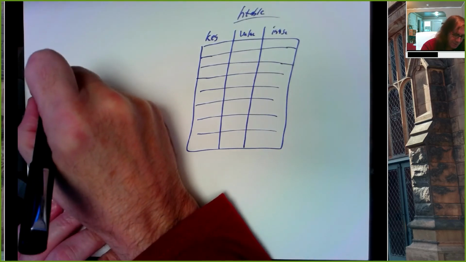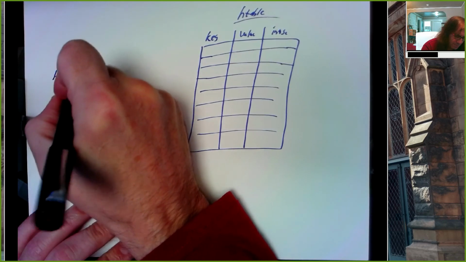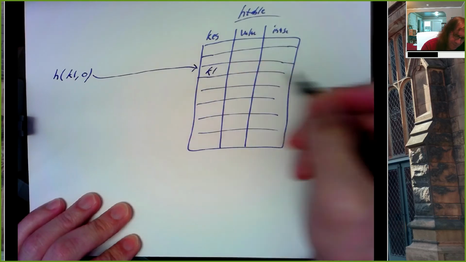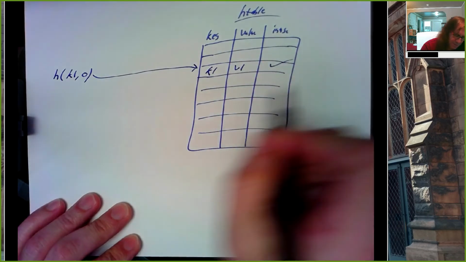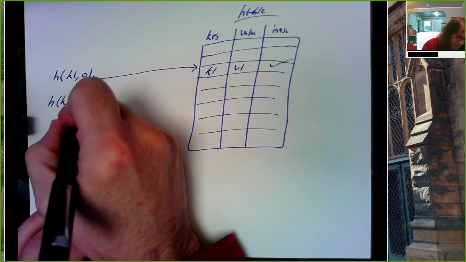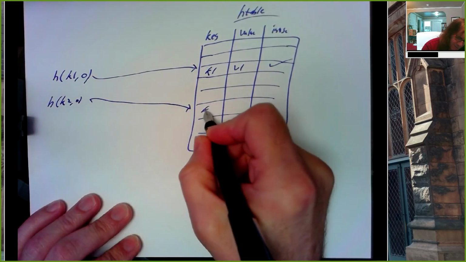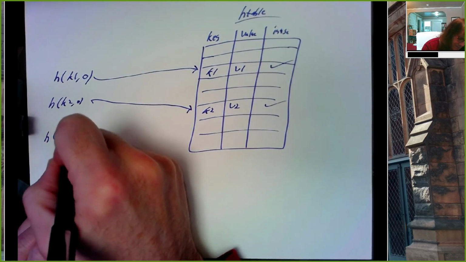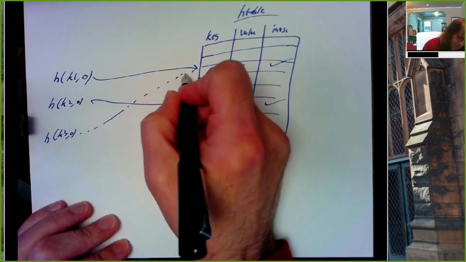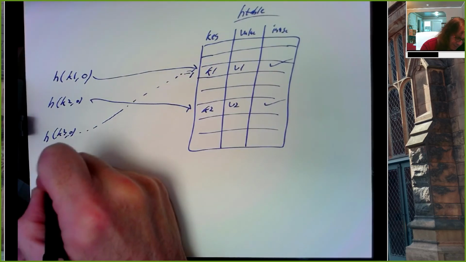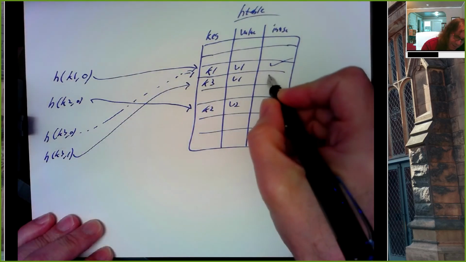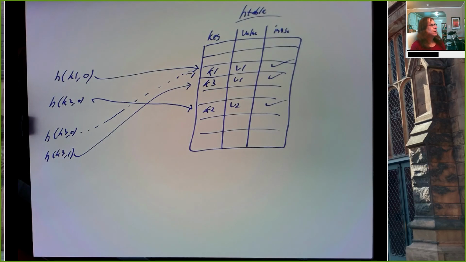All right, so hash key 1 with a value of 0. There's key 1, there's value 1, that's in use. Hash key 2 with a value of 0, and we said that comes down here. There's key 2, value 2, that's in use. Hash key 3 with a value of 0, and that collides up here. And so hash key 3 with a value of 1 goes right here, and that's in use.